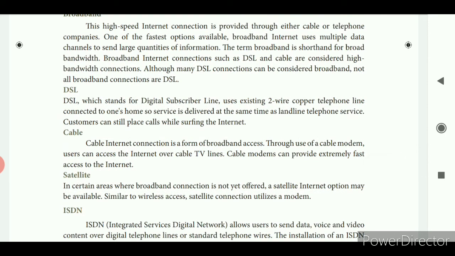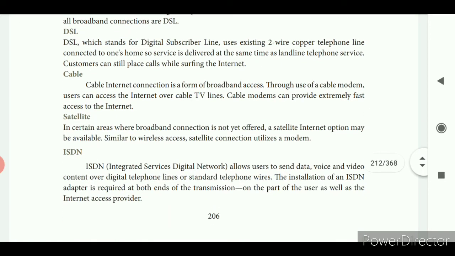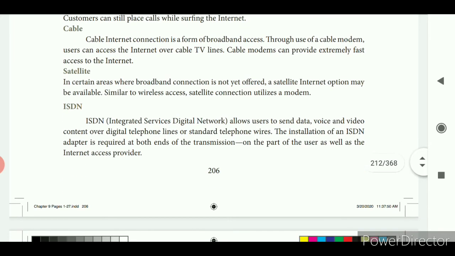Then cable internet connection is a form of broadband access. Through the use of a cable modem, users can access the internet over cable TV lines. Cable modems can provide extremely fast access to the internet. Then satellite. In certain areas where broadband connection is not yet offered, a satellite internet option may be available. Similar to wireless access, satellite connection utilizes a modem. Modem means modulator and demodulator.